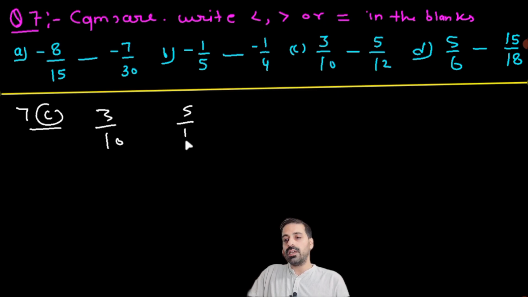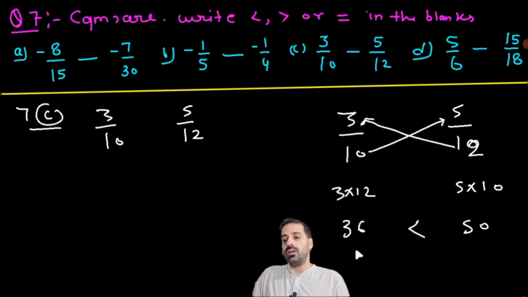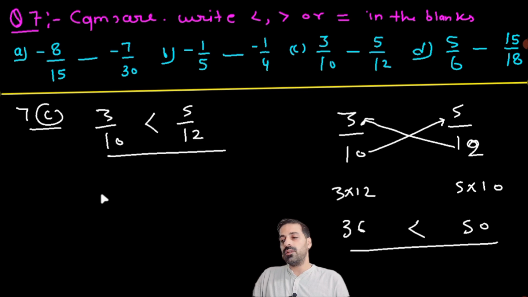Question number 7, part C is here. 3 upon 10 and 5 upon 12. There is one more method to solve this, and this is a quick method. Here you have to multiply this 10 with this numerator, this 12 with this numerator. So 3 multiplied by 12 and 5 multiplied by 10. So we have 36 here and we have 50 here. So you can say 50 is greater.